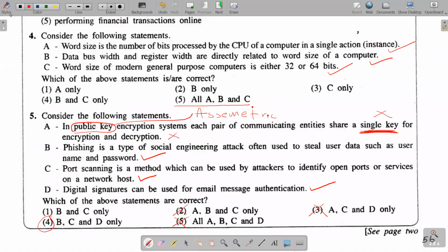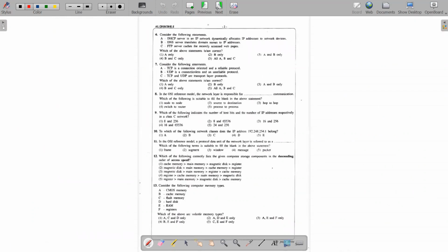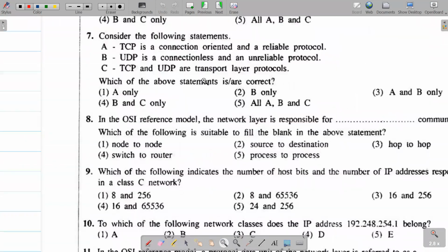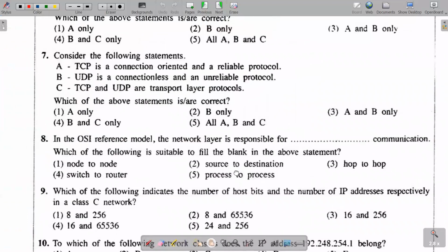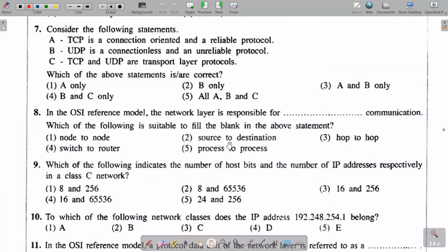Then the seventh. In the seventh question, it is asking, consider the following statements. Yeah, it is about TCP and UDP, another common, very popular question. TCP is a connection-oriented and reliable protocol. Yes, that is correct. UDP is not; it is connectionless and unreliable. So the second one is also correct. TCP is connection-oriented and reliable, UDP is connectionless and unreliable. TCP and UDP are transport layer protocols. Yes, that is correct as well. So for the seventh, the fifth one is going to be the answer.